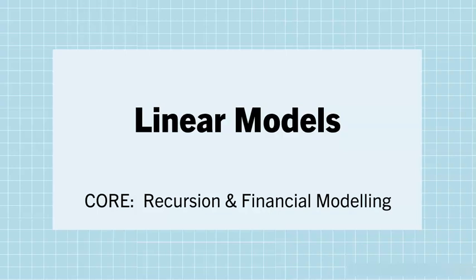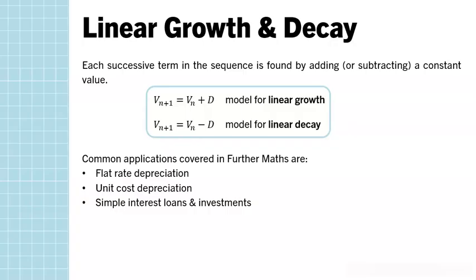In this video, we'll run through the basics of linear models for the Recursion and Financial Modelling core unit in further mathematics. So firstly, what do we mean by linear models? In this case, we're talking about those recurrence relations that have a constant increase or decrease. So linear growth or linear decay is defined as each successive term in the sequence found by adding for growth or subtracting for decay a constant value. And we have our general forms of those recurrence relation rules there.